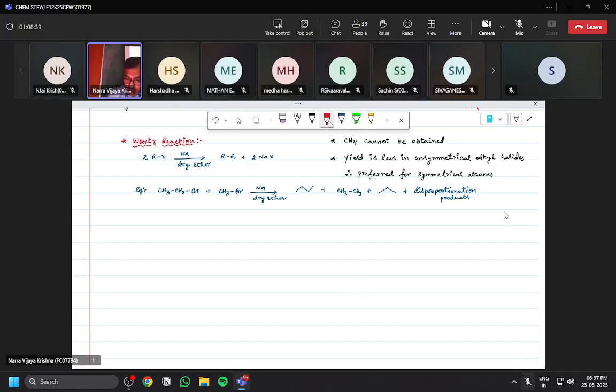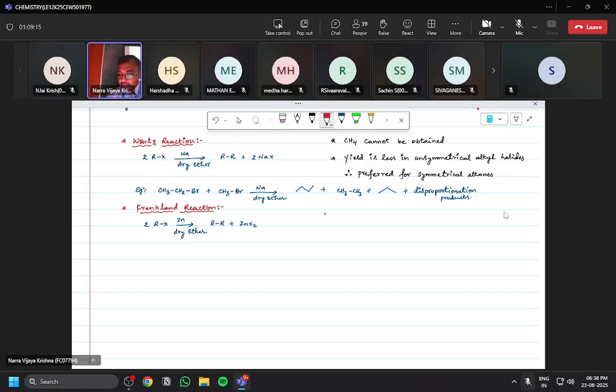Next, Frankland reaction. What is Frankland reaction? Instead of sodium, if I use zinc, then it is called Frankland. 2 RX heated in presence of zinc and dry ether. The product will be R-R alkane plus ZnX2. Correct, sir?